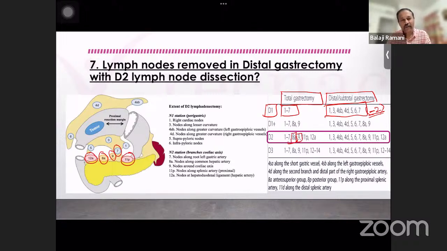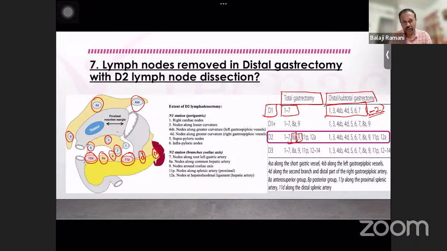11 is going to be along the splenic vessels, so proximal, and then distal will come here, and 10 will come here, which will be the splenic hilum. Then you have the short gastric arteries and the distal vessels along the greater curvature. 6 and 5 are of course the supra and infrapyloric, 5 and 6. Then 3 is going to be along the lesser omentum. 1 and 2, of course, are your right and left paracardiac. So this is how you will do the stations.